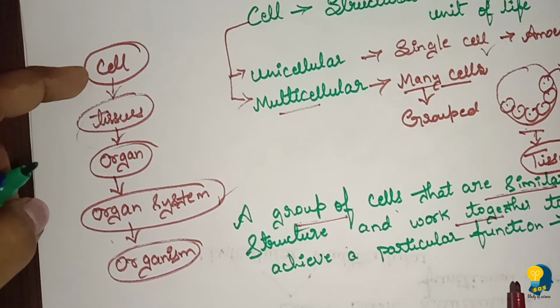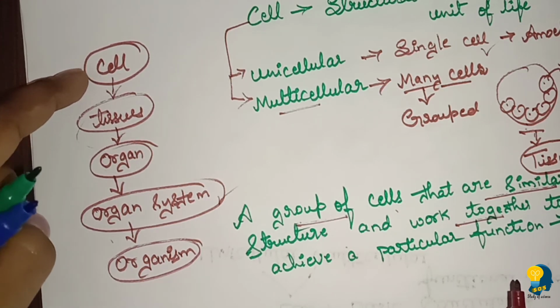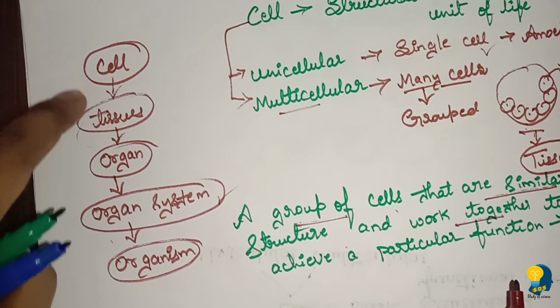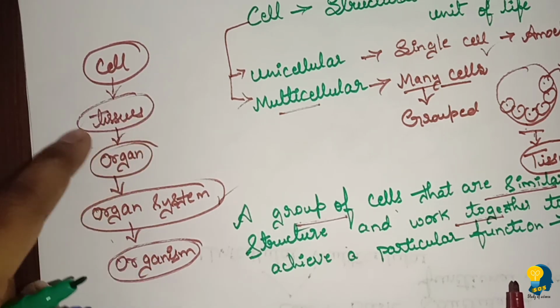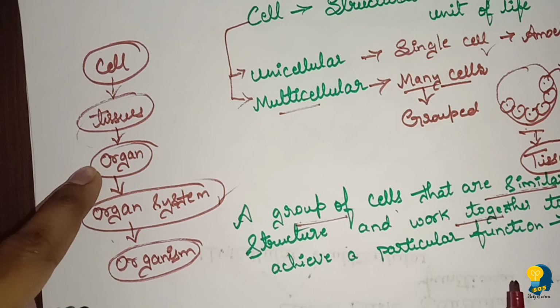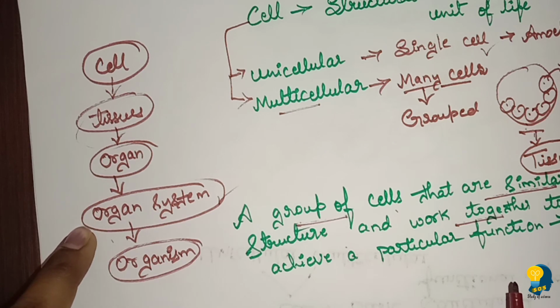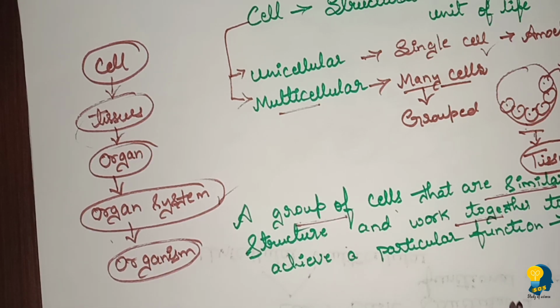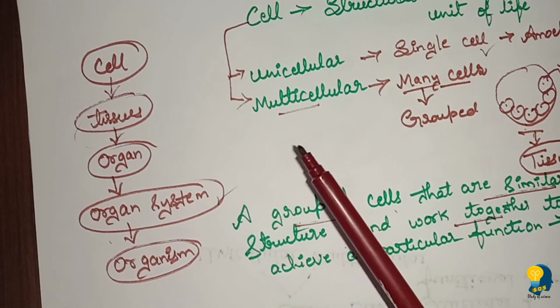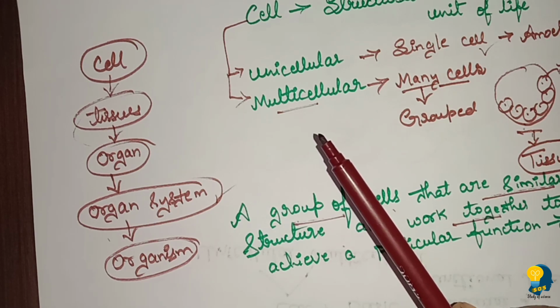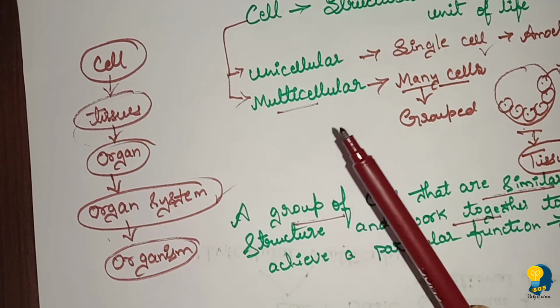The first level is the cell, because the cell is the basic structural and functional unit of life. Correct? And these cells group together to form the tissues. And the tissues group together to form the organ. There are so many organs in our body, right? So those organs group together to form the organ system, and the organ system completely comprises an organism. So these are the different levels of organization. I hope you got a clear idea about the different levels of organization in any living organism, that means any multicellular living organism.